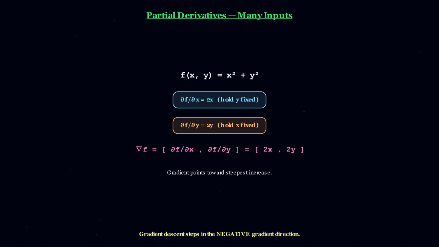Stack every partial derivative into a single vector, and you get the gradient, written with a nabla symbol, grad of y. The gradient points in the direction of steepest increase of the function. Gradient descent does the opposite. It steps in the negative gradient direction, steepest decrease, because we want to minimize the loss, not maximize it.